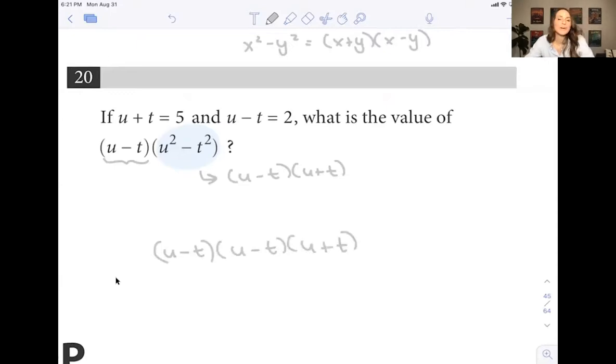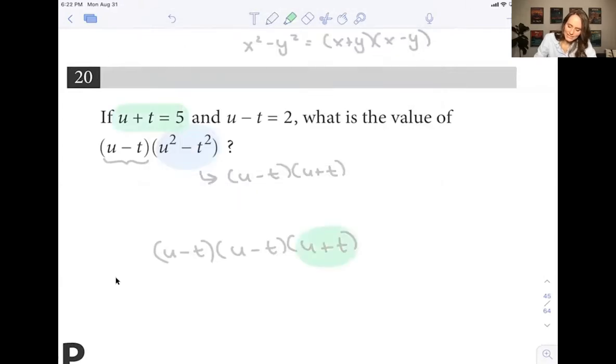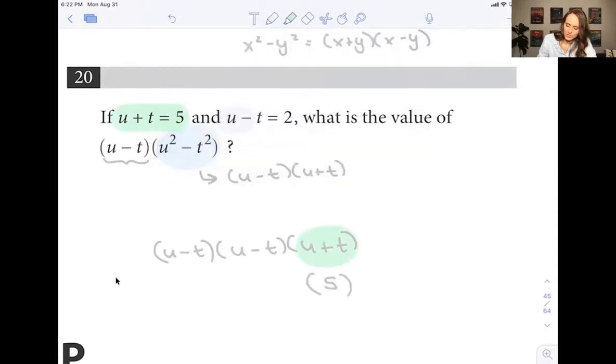And then when we look at our given information, they tell us here that u plus t equals 5. So I can just say, hey, that is 5, my u plus t. And u minus t is 2. So each of these we can just make 2. So really we just have 2 times 2 times 5. And that's 4 times 5, or 20. And that's our answer. Super quick question.